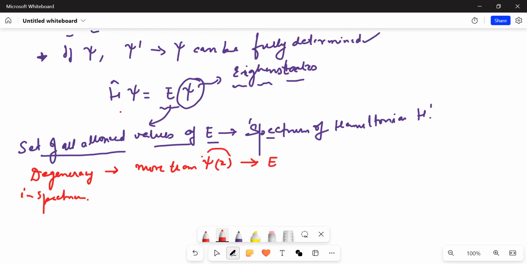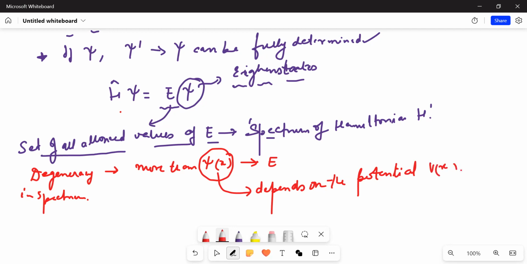The solutions psi(x), or these eigenstates, depend on the potential. As we are going to see later on, we are going to solve our Schrodinger equation for different potentials. Initially for one-dimensional potentials, and then we'll take the cases of two-dimensional and three-dimensional potentials. So this psi(x) depends upon the potential V(x).